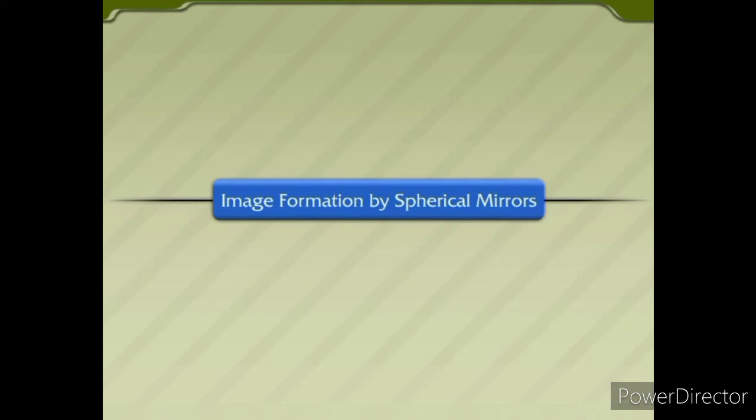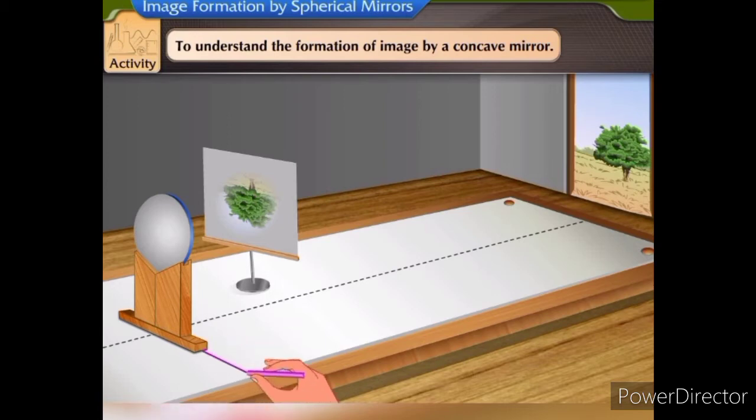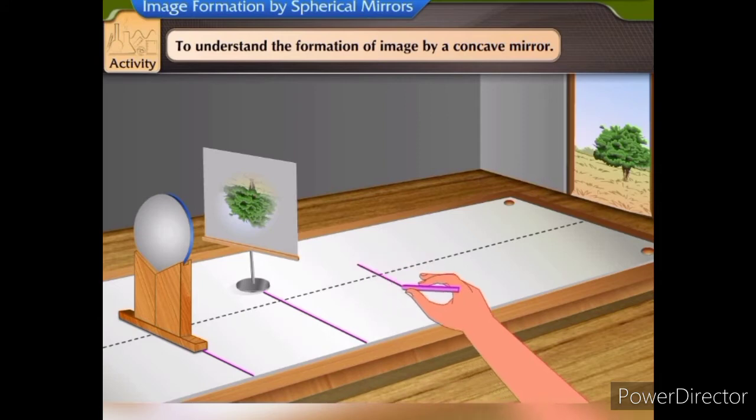Image formation by spherical mirrors. Activity. Let us perform an activity to understand the formation of image by concave mirror. Take a concave mirror and try to get an image of a distant object on a white screen. This will give us the approximate focal length of the mirror. Mark the position of the stand such that its pole lies over the line. Draw with a chalk two more lines parallel to the previous line such that the distance between any two successive lines is equal to the focal length of the mirror.